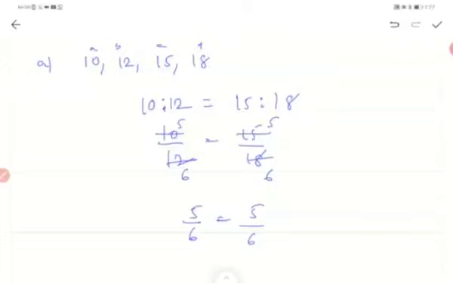Or the other way you can do is, the product of these two mean terms should be equal to the product of the extremes, that is 12 into 15 should be equal to 10 into 18.